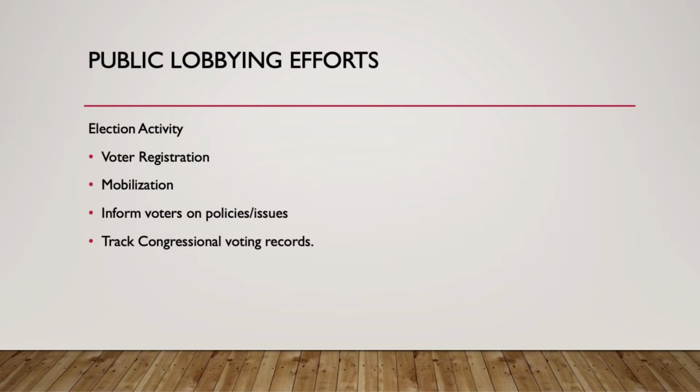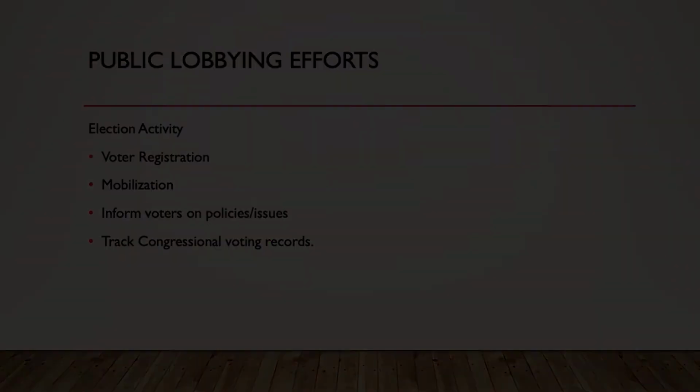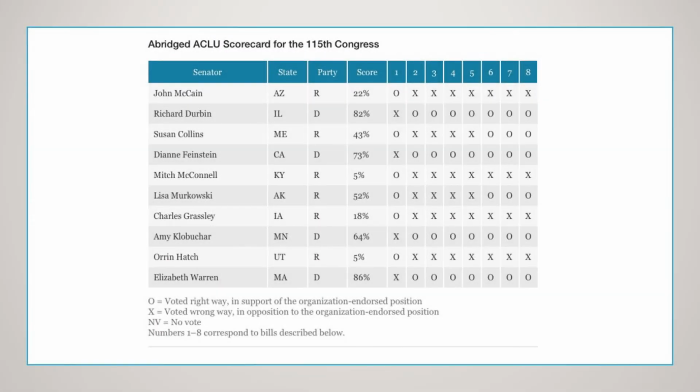In fact, there are a variety of activities interest groups engage in with the purpose of educating and mobilizing voters and informing the public on specific policies or issues. Many interest groups also keep track of the voting records of individual members of Congress on select issues. So, for example, the American Civil Liberties Union, or the ACLU, tracks congressional votes and scores the percentage of time each member of Congress voted with or against a stated ACLU position.